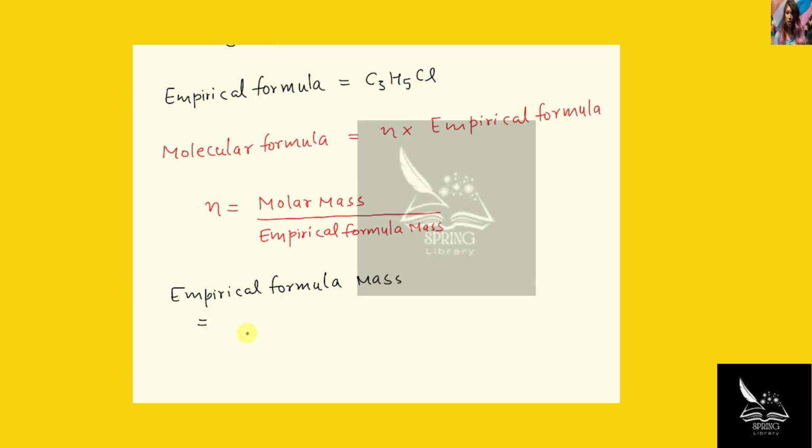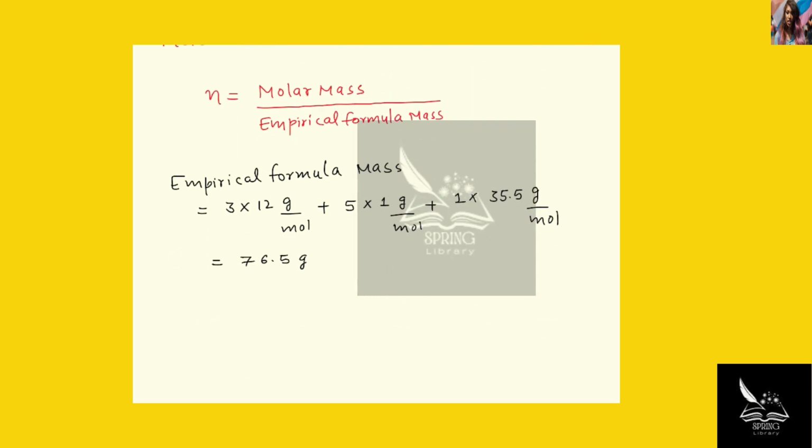The empirical formula mass will be equal to 3 into atomic mass of carbon, that is 12 gram per mole, plus 5 into atomic mass of hydrogen, that is 1 gram per mole, plus 1 into atomic mass of Cl, that is 35.5 grams per mole. On solving this, we are getting the empirical formula mass equal to 76.5 grams.